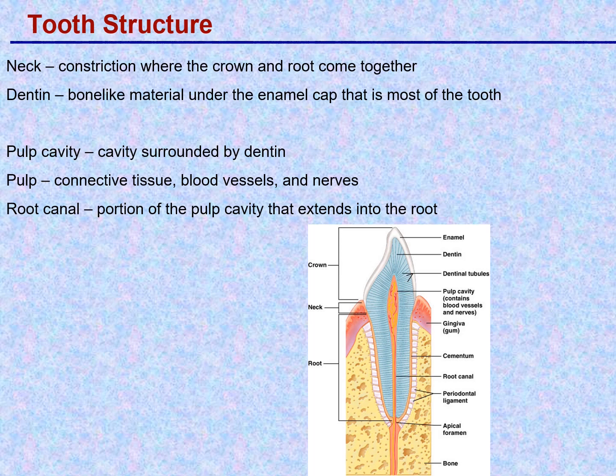As I said earlier, the root canal is an area where you have blood vessels and nerves, and inside of it is pulp. Okay, inside the root canal is pulp, which is connective tissue, blood vessels, and nerves. Okay.